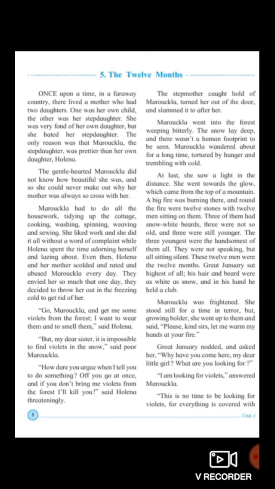Okay, so when Marukla said to Helena that it is impossible to find violets in the snow, Helena said to her, how dare you argue when I tell you to do something? Just go and get me violets from the forest, and if you don't bring violets, then I will kill you, said Helena threateningly. Threateningly means intention to punish or hurt.